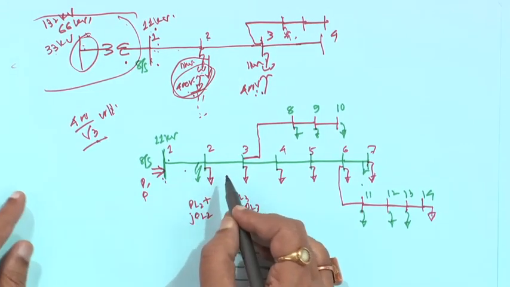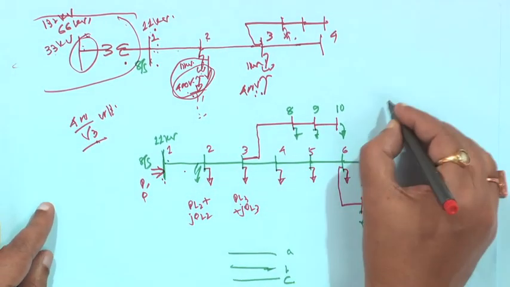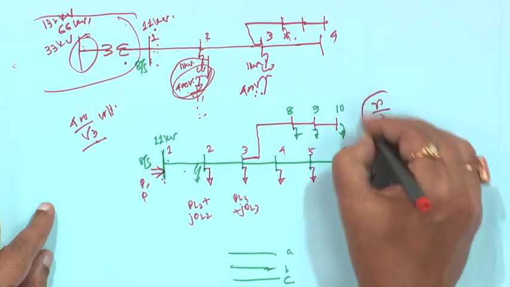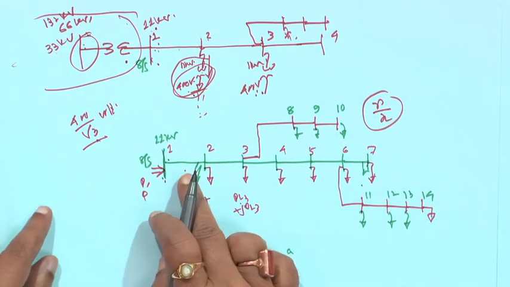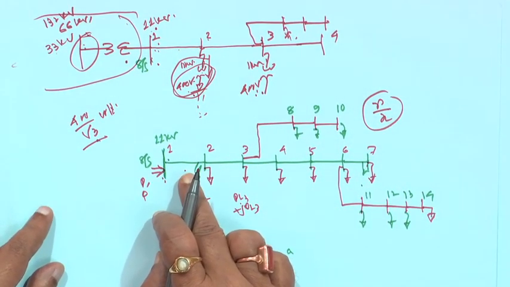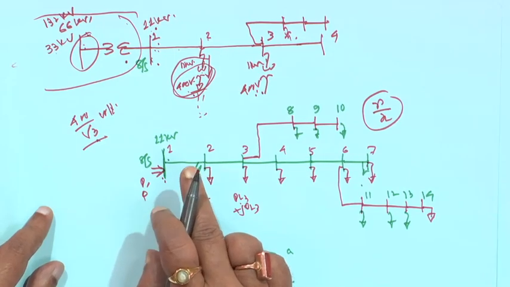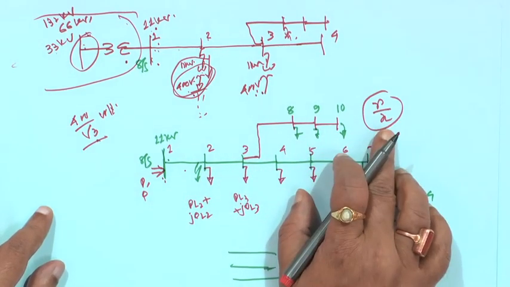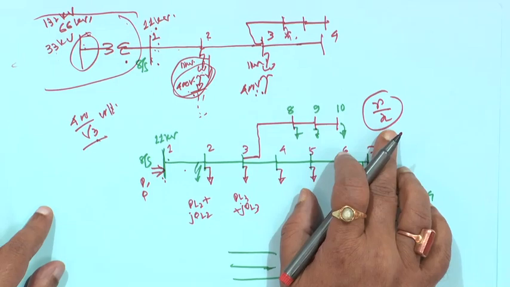In distribution system, the R by X ratio is high, because here conductors are of small cross sectional area. So, naturally R will be higher than your X value, and this R by X ratio is high.